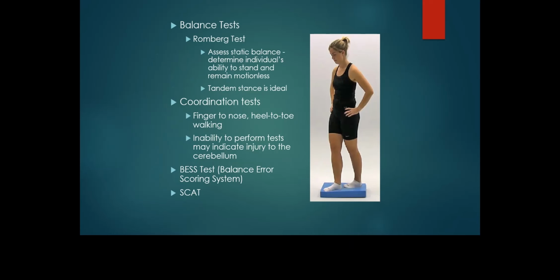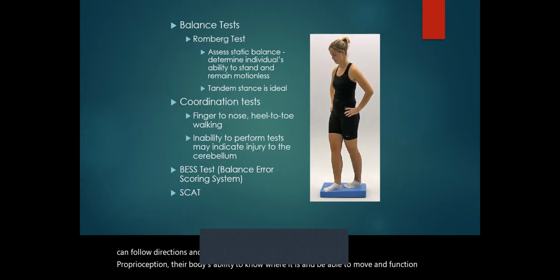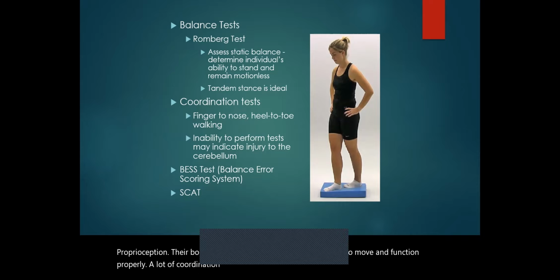Basically just a heel toe walk. And then even from there, we can go finger to nose, seeing if they can follow directions, and then just their own proprioception, their body's ability to know where it is and be able to move and function properly. A lot of coordination tests, and then what's called a BEST test. That will actually be one of the tests that we perform in class when we do our concussion screening test.